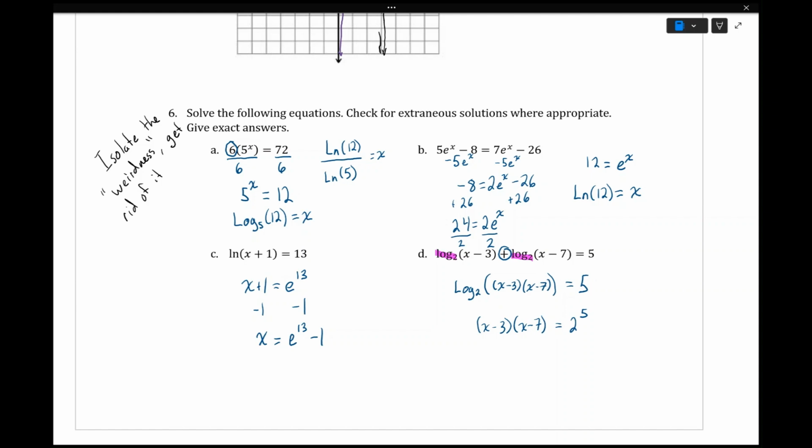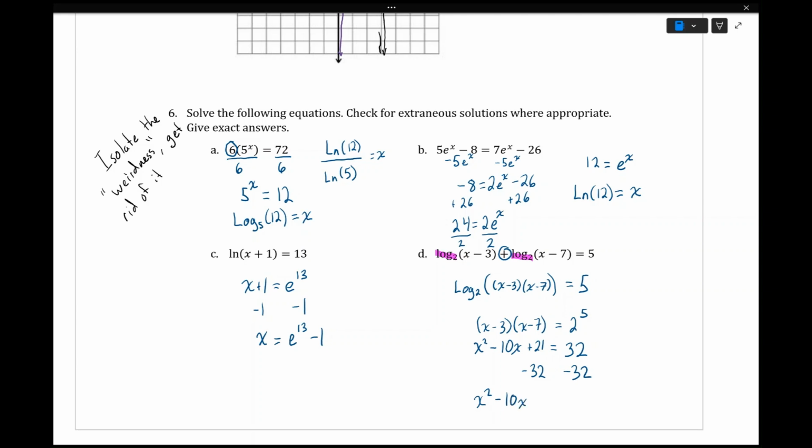Now let's multiply some things out. The x minus 3 times x minus 7 ends up being x squared minus 10x plus 21, and 2 to the 5th is 32. Now, how do we solve quadratics? We always get 0 on one side. I often joke that 0 on one side is like the athletic stance they teach you in sports or high school gym, where you can do a lot of things from there. If needed, you can factor, you can do the quadratic formula, complete the square. It's just that 0's the hero when it comes to quadratics.